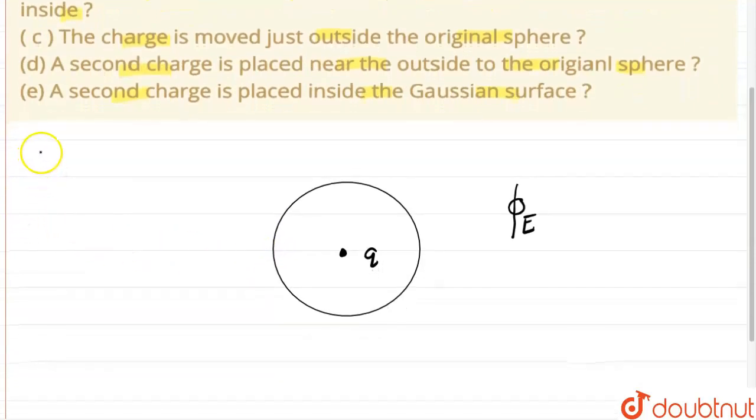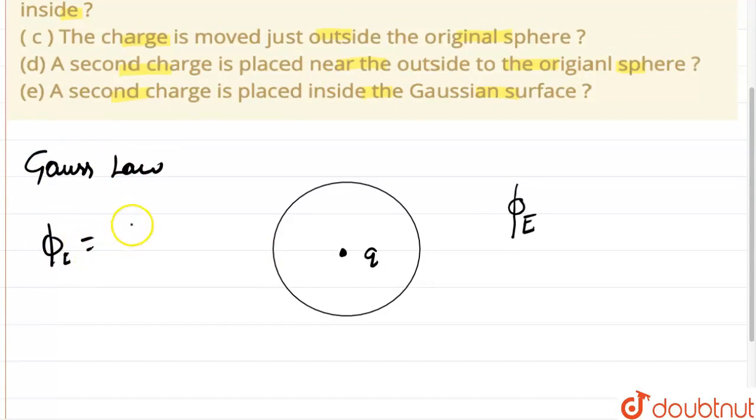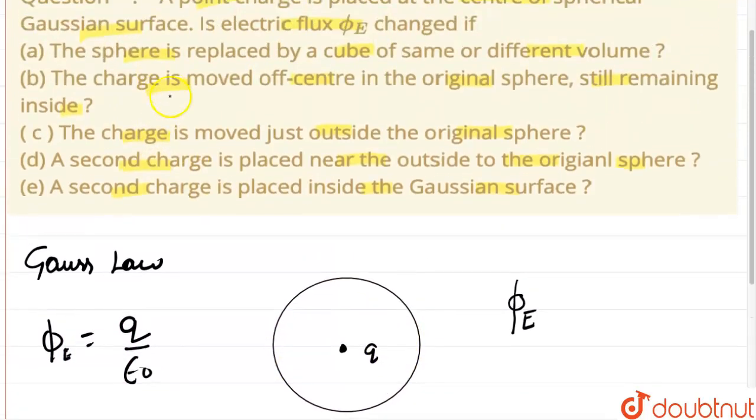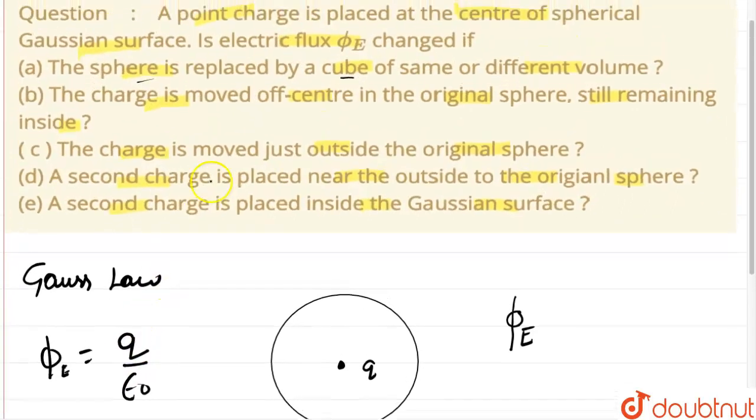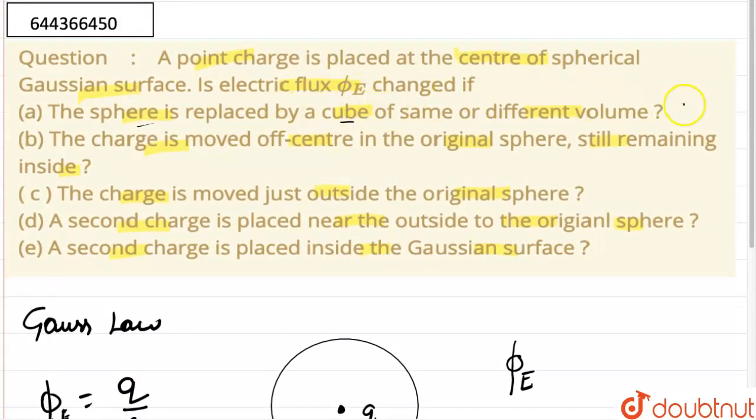Now as we know from Gauss law, phi E is equal to the charge enclosed Q upon epsilon 0. So the flux depends only on the charge enclosed. It does not depend on the shape or the volume of the enclosing Gaussian surface. So as the charge enclosed remains the same in the first case, either it is a cube or it is a sphere, it doesn't matter because the charge enclosed will remain the same. So we can say that the flux will not change. So our answer would be no, the flux will not change.